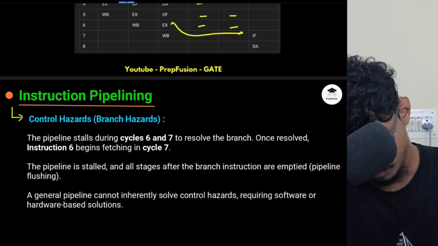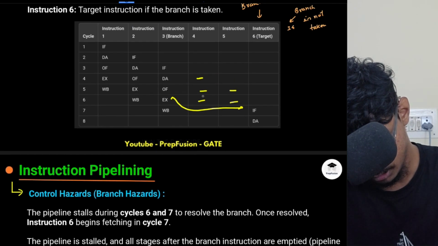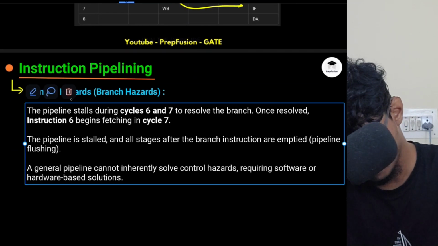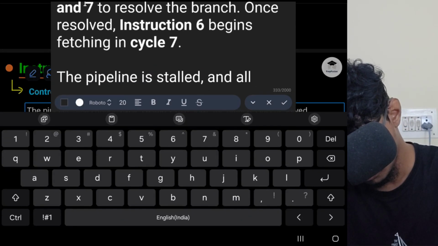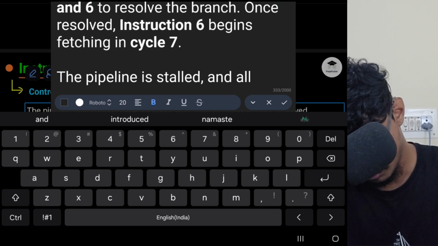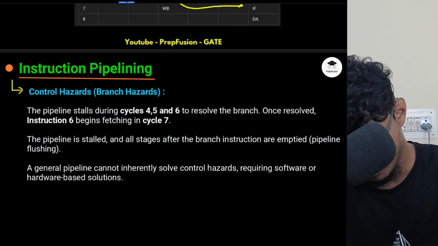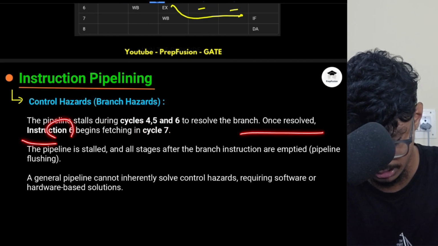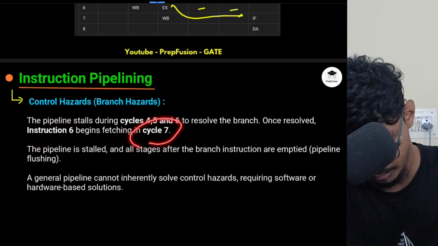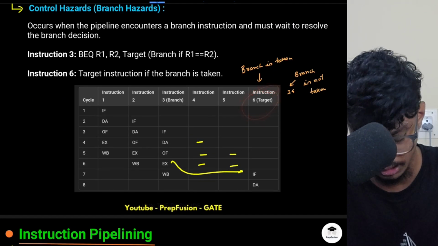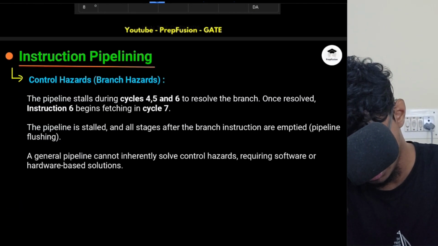Instruction begins 6 and 7. Why is it that it should begin fetching at 7? The pipeline stalls during cycles 4, 5 and 6 to resolve the branch. Once resolved, the instruction 6 begins fetching, thus in cycle 7. If the branch is taken, then obviously I will go to the target instruction, not instruction 6. The target instruction will be fetched.